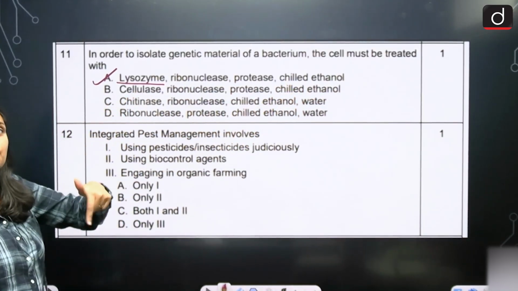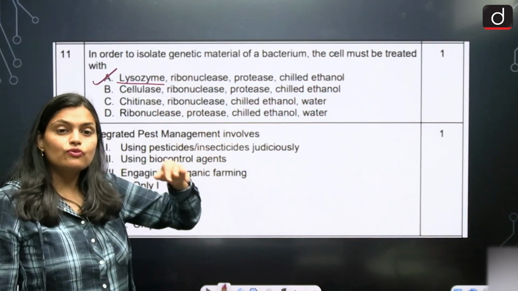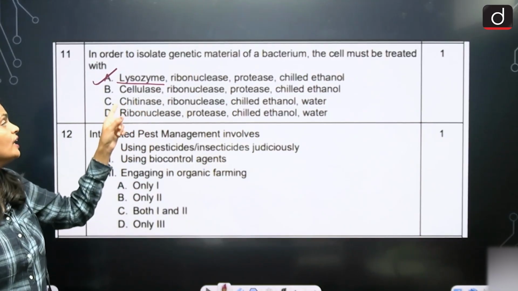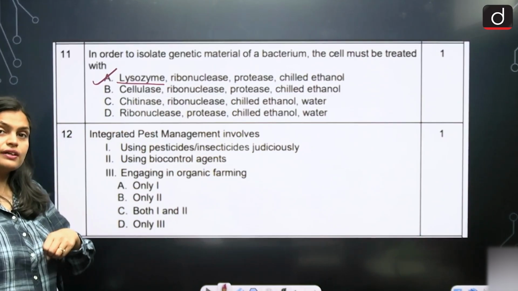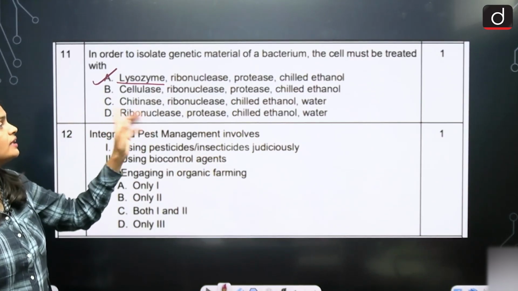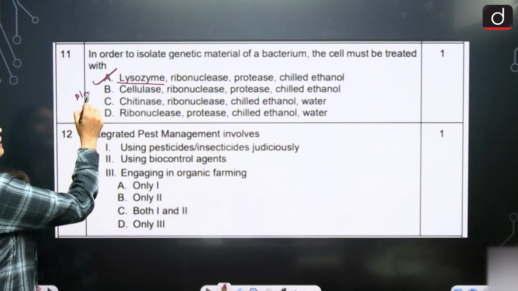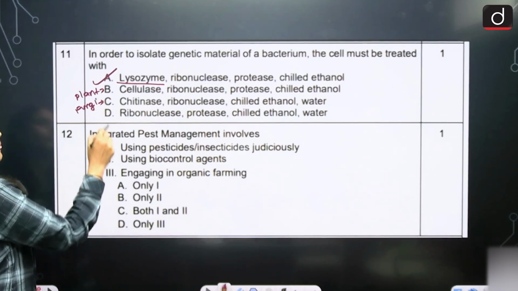Cellulase, if you have a plant cell, if you want to isolate DNA from a plant cell, then you have to treat with cellulase first. If you have a fungal cell, if you want to isolate DNA from the fungal cell, you have to treat with chitinase, right? So this is for plant, this is for fungi. Okay.